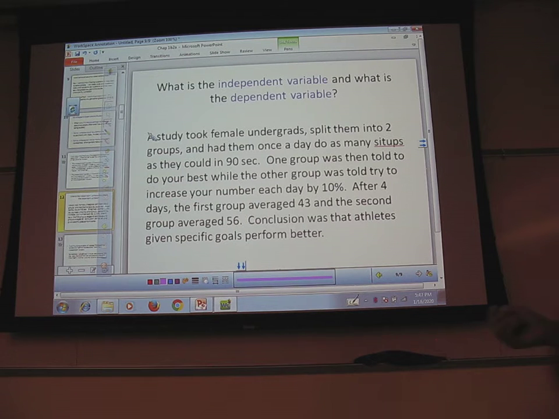Which one of those is my independent variable? Which one of those did I mess with? Which one can I control? Can I control how many sit-ups she did? No. Can I control what she was told? Yes. So what she was told is my independent variable. Then my dependent variable is the number of sit-ups.